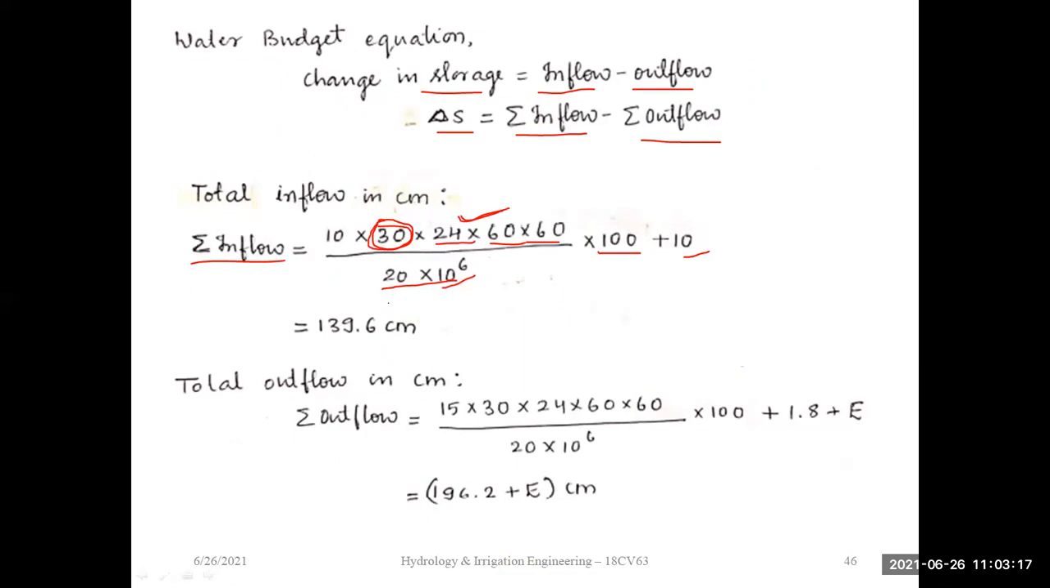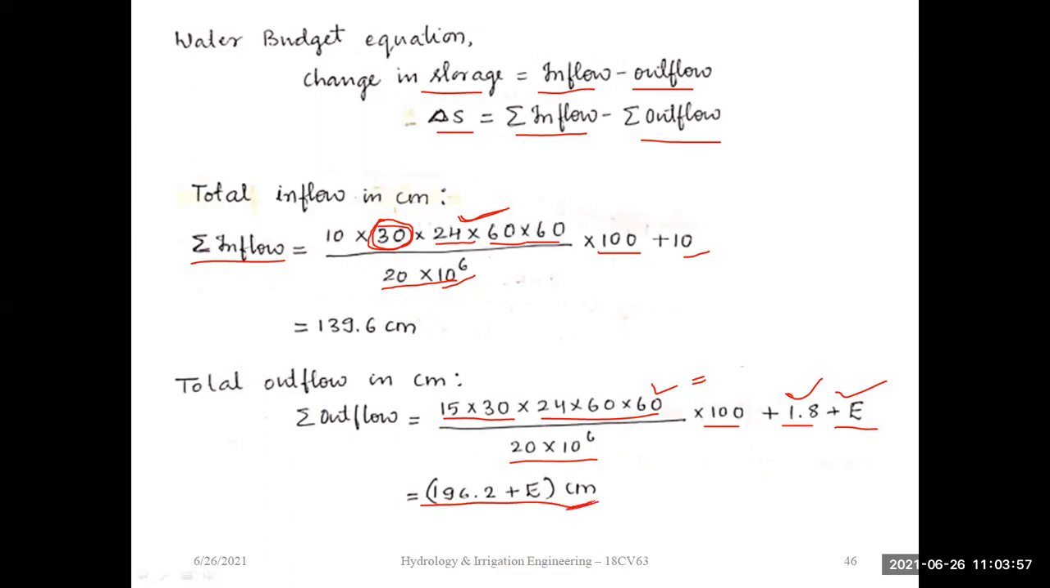Similarly, the total outflow we have to convert into centimeter. The outflow they have given as 15 meter cube per second, so it will be 15 into 30 into 24 into 60 into 60, divided by area, that is 20 into 10 power 6, into 100 to convert into centimeter, plus 1.8, and plus evaporation. See here, we have to calculate the evaporation. The total outflows are the mean outflow which is given, plus the evaporation, plus seepage losses. So in total you will get 196.2 plus E in terms of centimeter.